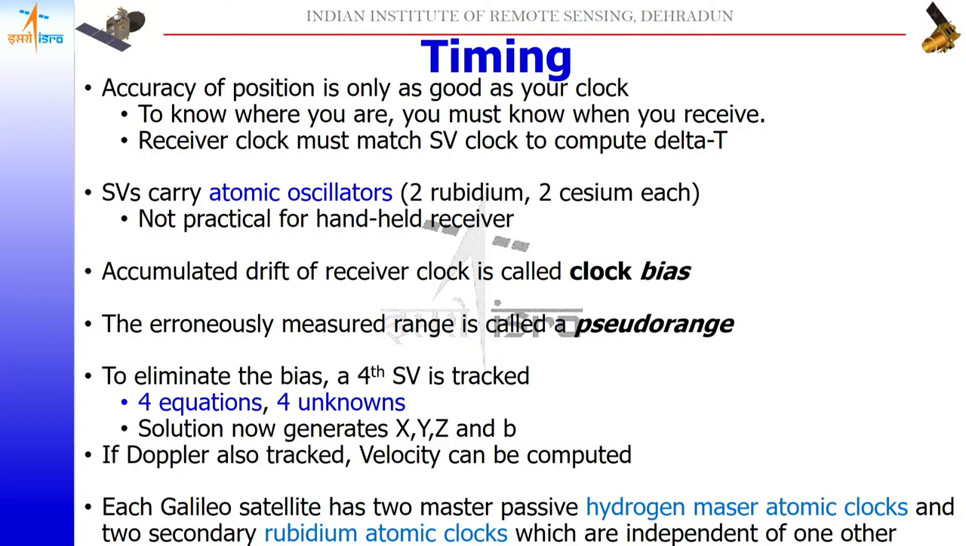Each Galileo satellite has 2 passive hydrogen maser atomic clocks and 2 secondary rubidium atomic clocks, which are independent of each other.